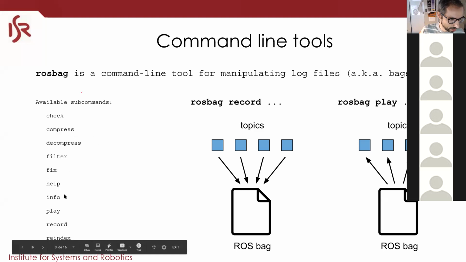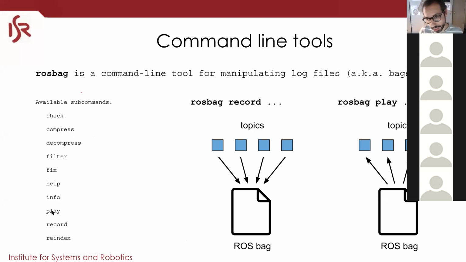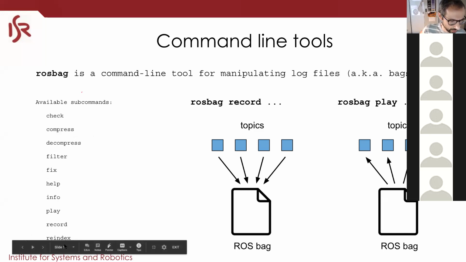Help is a list of messages. Info is information about the bag, so when was it recorded? Play to play, record to record. And Linux, I'm not sure what it does. I think it has to do the same with fixing, but I don't know the details about that.